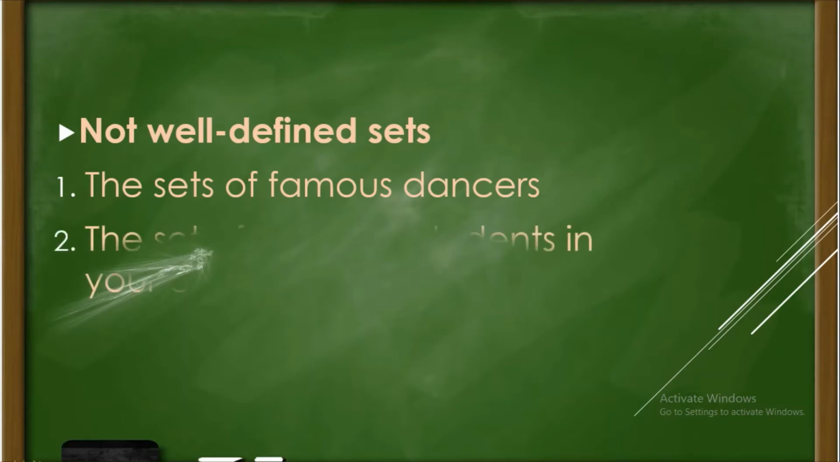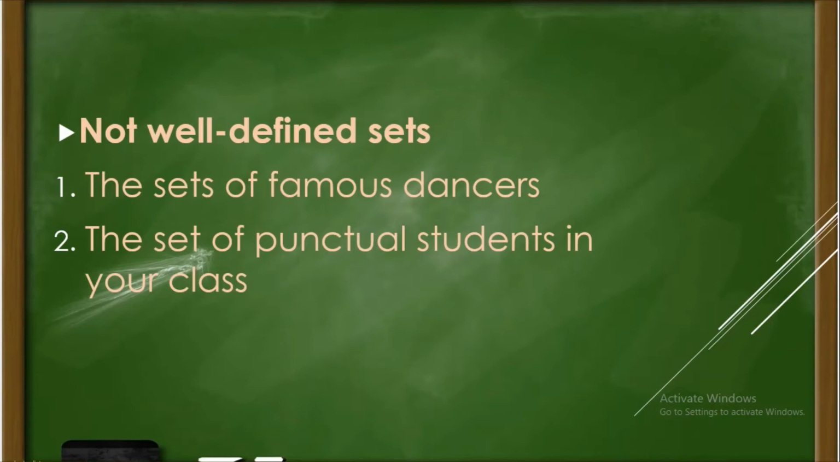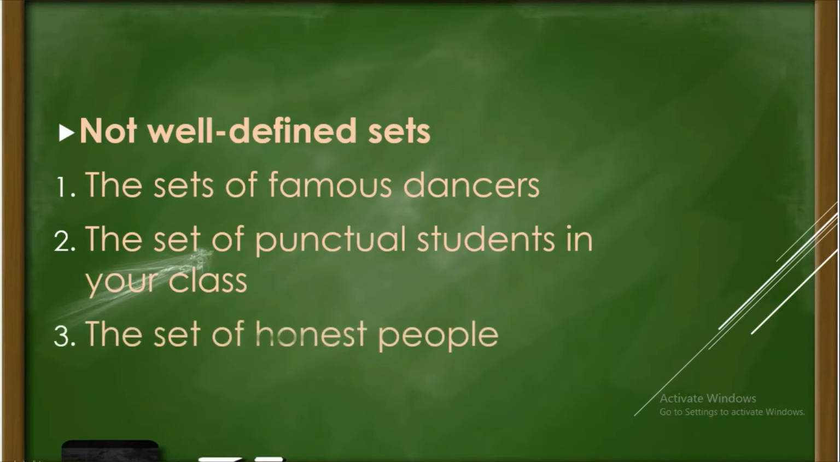Another example, we have here the set of punctual students in your class. So, it is a not well-defined set kasi nga you cannot clearly identify. Kasi nga, napakaraming students na pwedeng maging punctual. Another example, we have the set of honest people. So, same with number 2, you cannot identify who are those honest people.